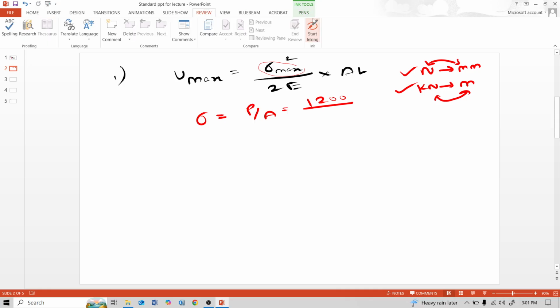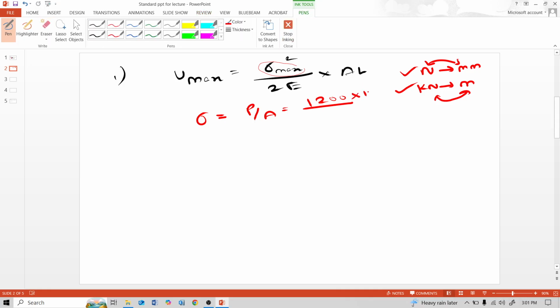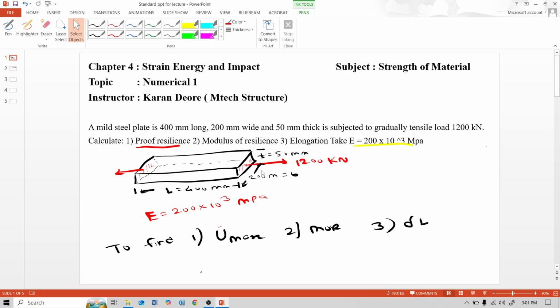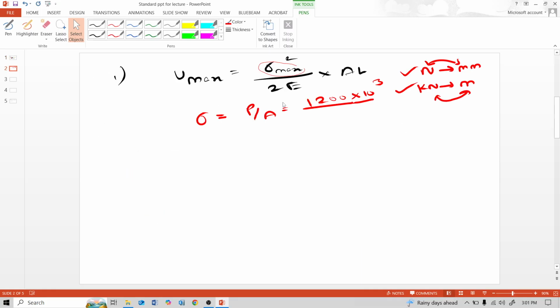So I put this 1200 into 10 raised to 3 as load in Newton, and simultaneously I put area in mm square. And area is cross sectional. This load 1200 acts on this cross sectional area, this portion, b into t, 200 into 50. And solve this mathematically. 1200 multiplied by 10 raised to 3 divided by 200 into 50 is 120.